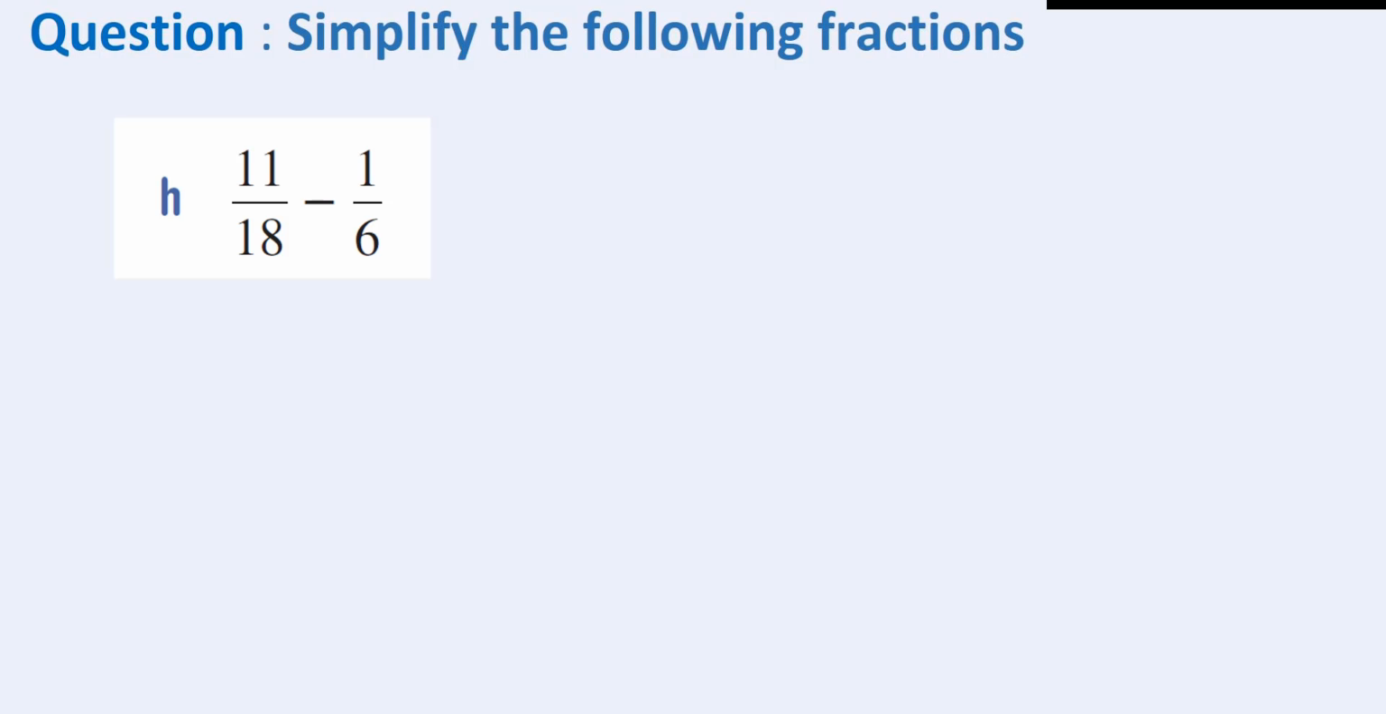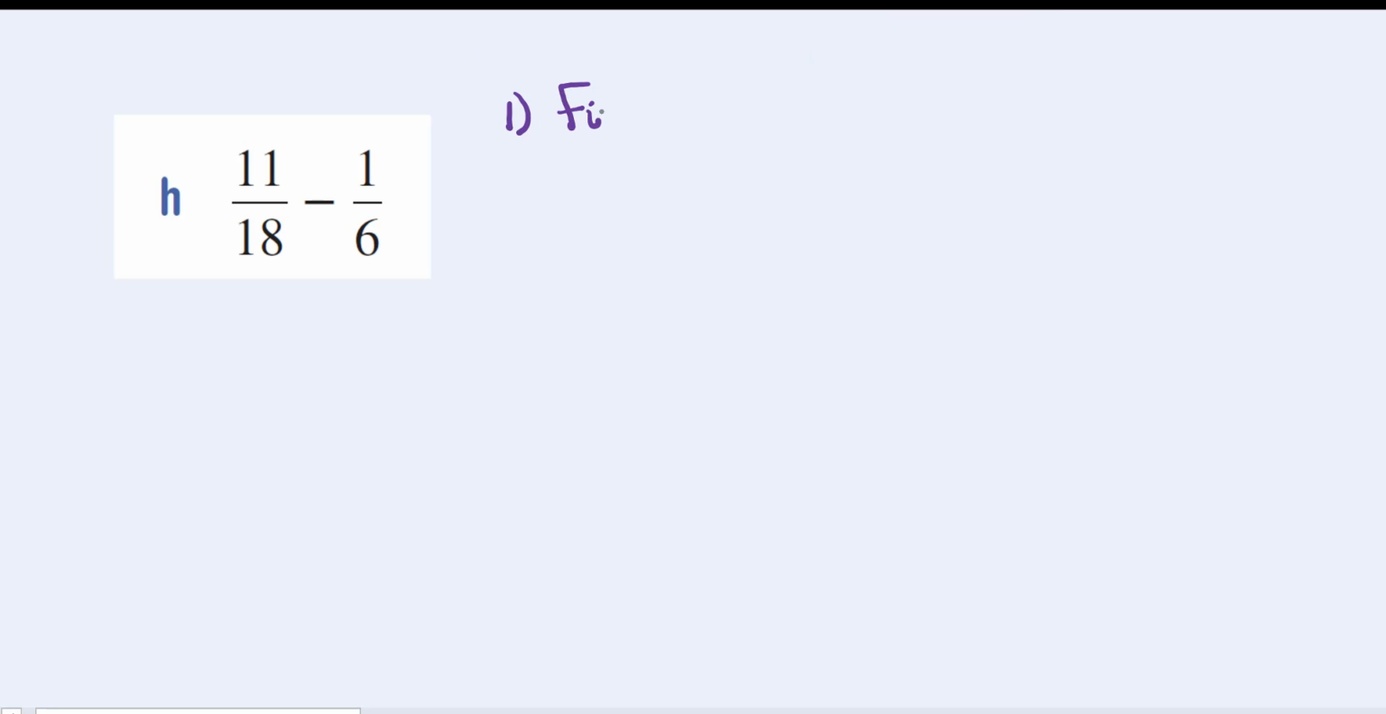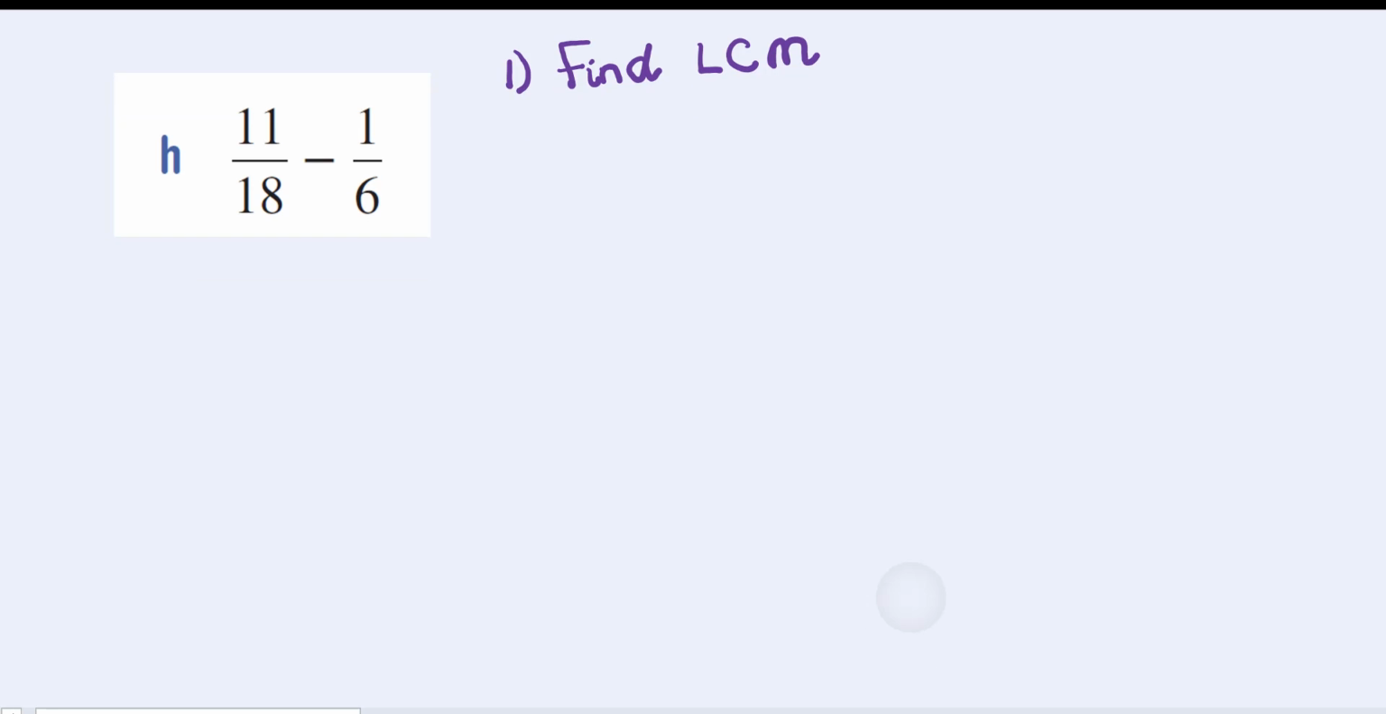Now in this question, again, you can see that the bottom numbers are different. In the first fraction, it's 18. The second fraction, it's 6. So I'm going to find my lowest common multiple. Now in this case, the lowest common multiple for 18 and 6 is 18. It is the lowest number that is a multiple for both of them. So once I've found my lowest common multiple, I'm going to place that at the bottom. So now you have two fractions with the same denominator.